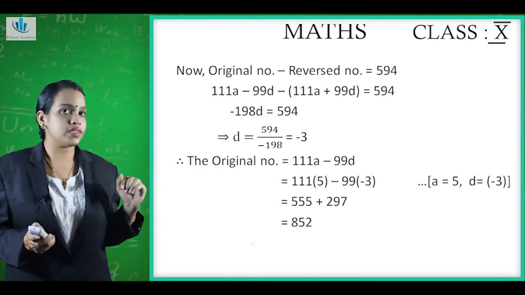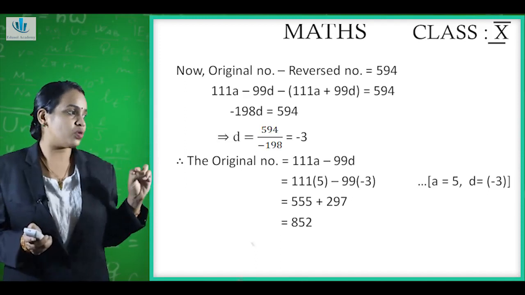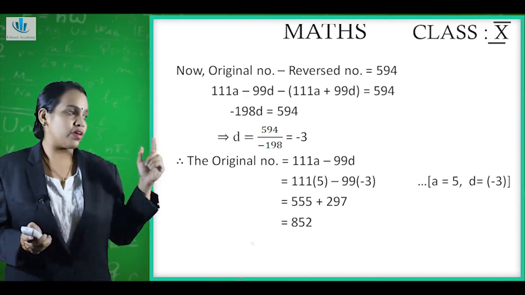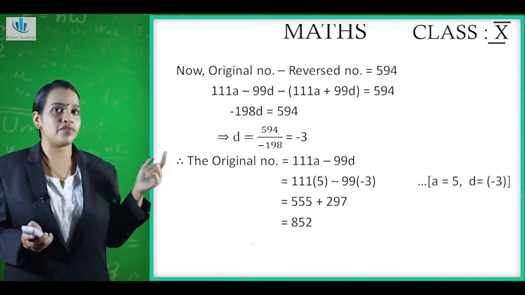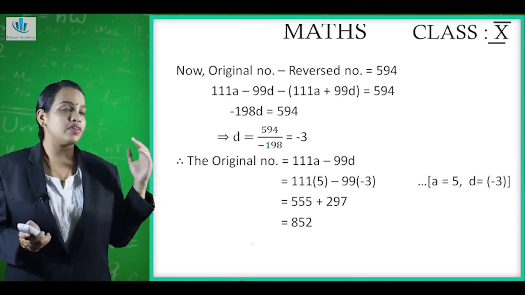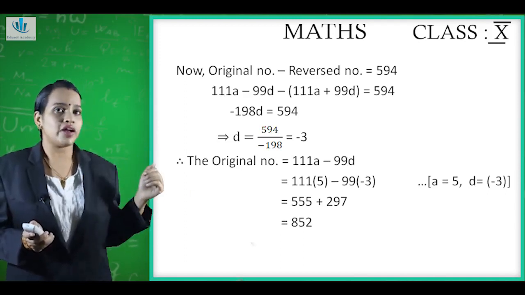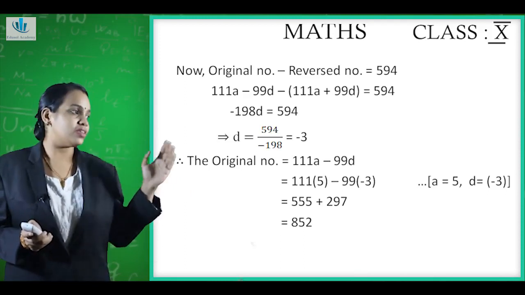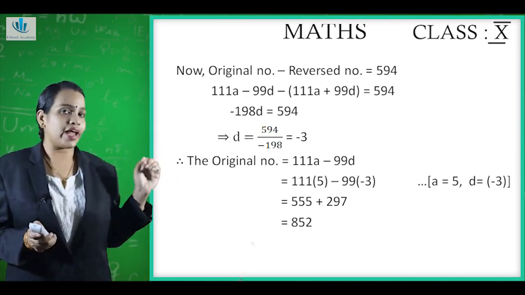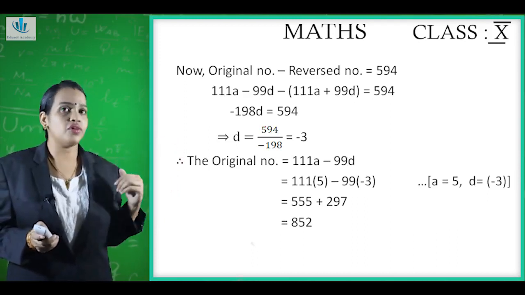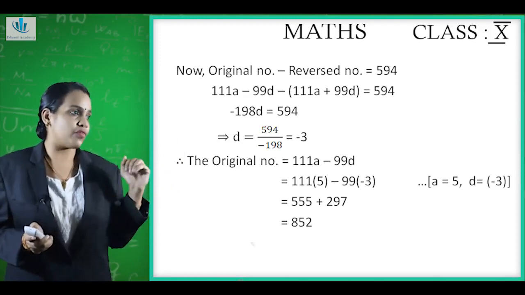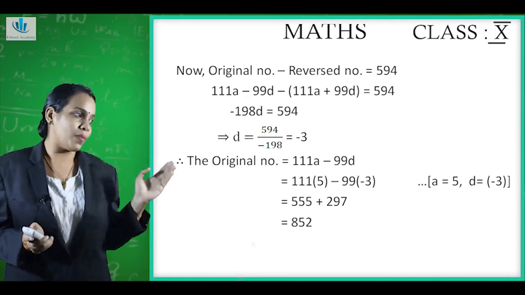Now in the question it is said that when we subtract the reverse number from the original number, it is equal to 594. So we will put the values over here. The original number we have got is 111a minus 99d and the reverse number is 111a plus 99d, which is equal to 594. Now when we solve it, we will get minus 198d is equal to 594. When we divide 594 by 198, it gives minus 3. Therefore our common difference is equal to minus 3.